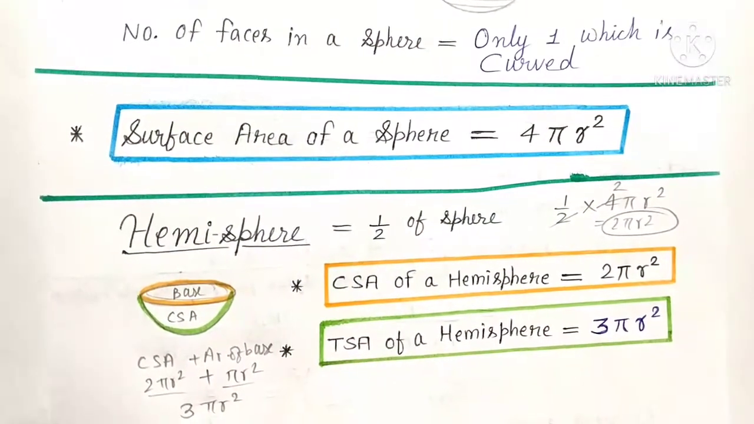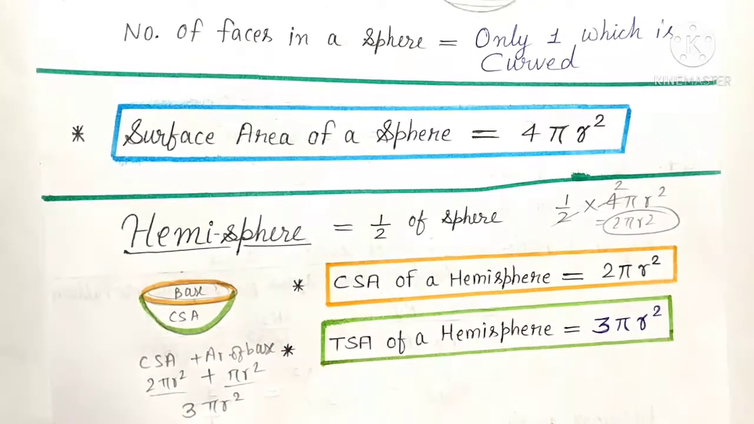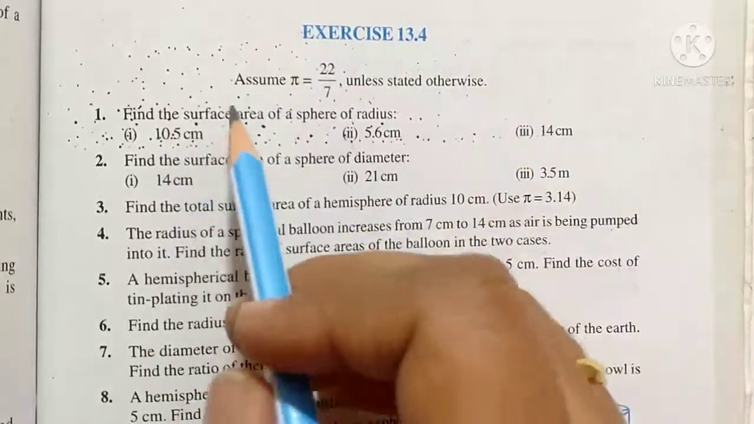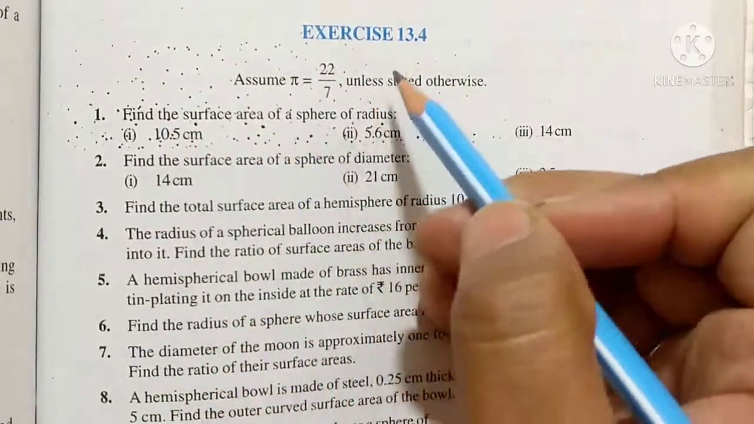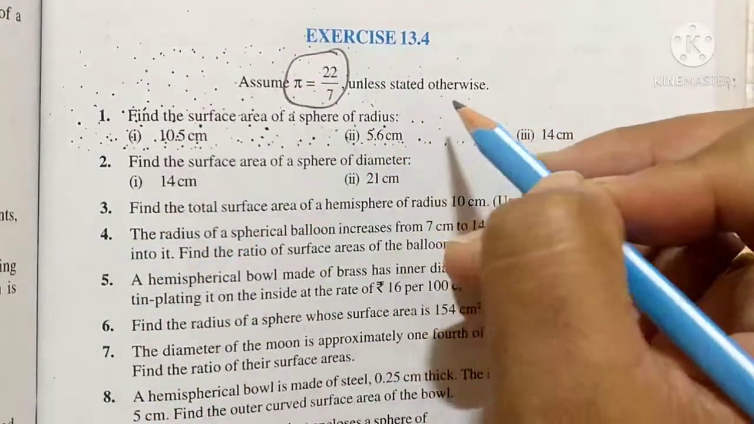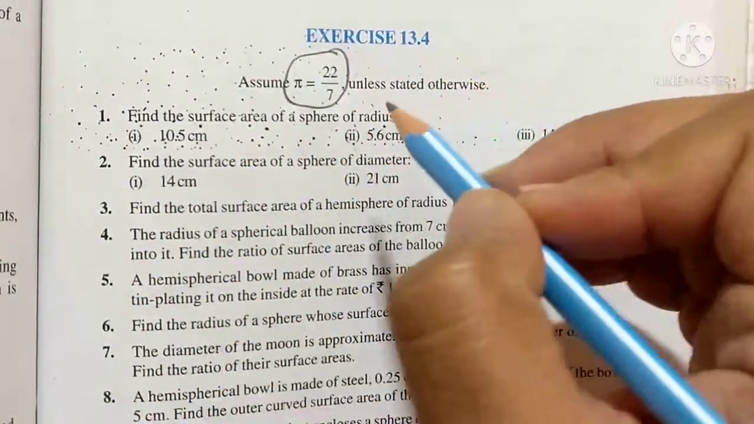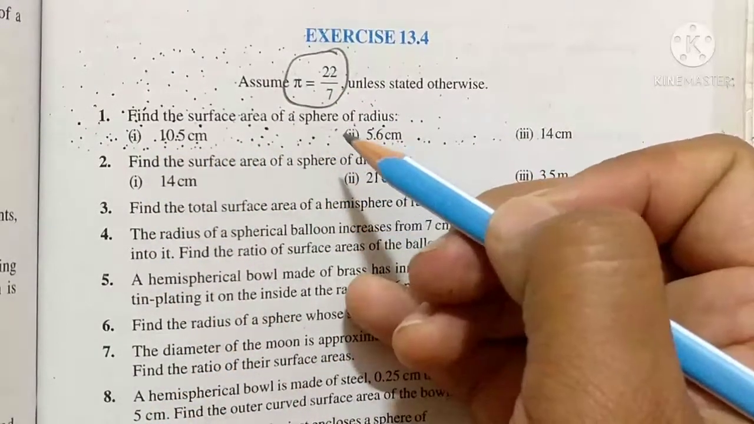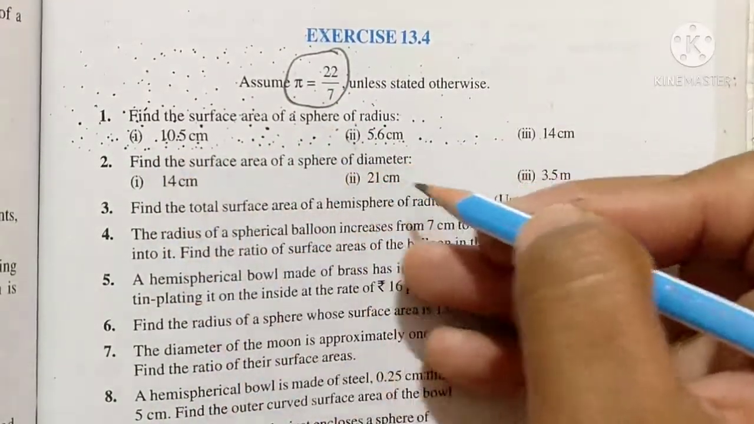Now we can move towards the questions given in NCERT exercise 13.4. So as you can see here, in exercise 13.4, they have already written that we have to assume the value of pi as 22 upon 7, unless stated. So unless it is given otherwise, we have to use this only. Now what is the first question? Find the surface area of a sphere of radius 10.5, 5.6, 14 centimeters.